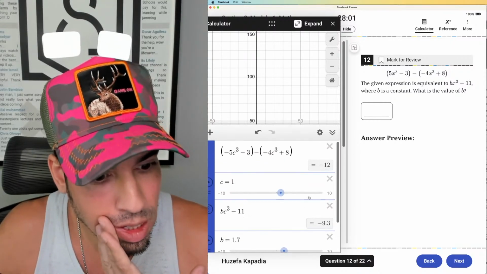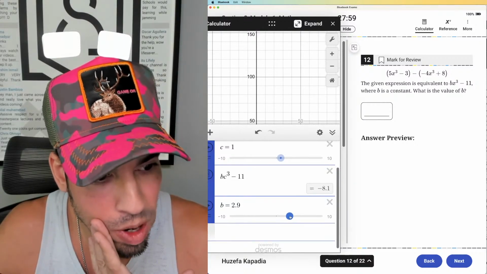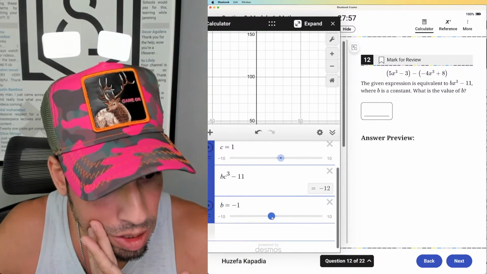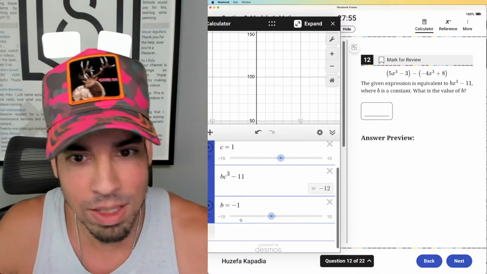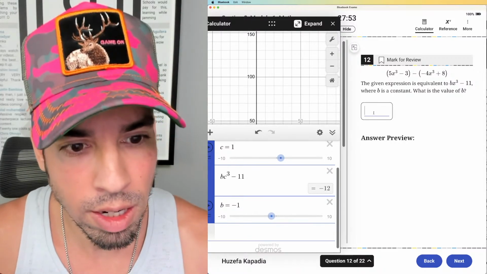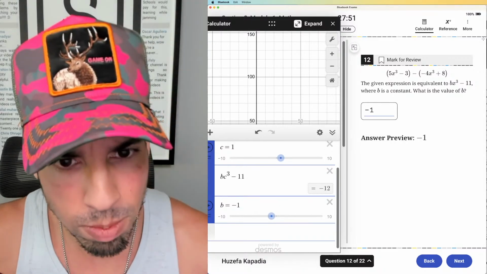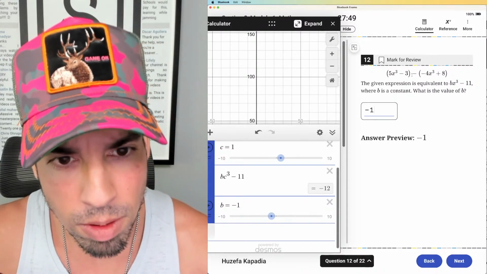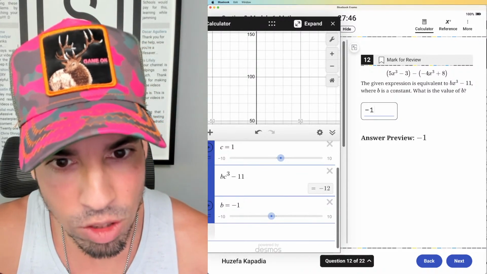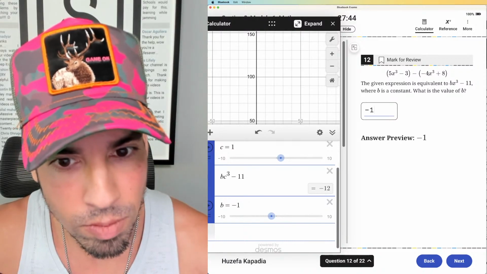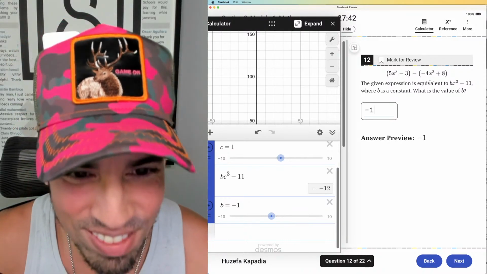So look, we're trying to get negative 12. As I'm sliding it this way, I'm going away from negative 12, and this way, right there, b is negative 1. It worked, okay? And now let me just make sure that was right. So you add those together, then you get 9x cubed. No, that didn't work. The answer should be 9, not that.